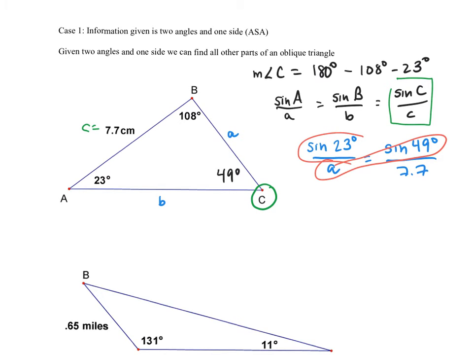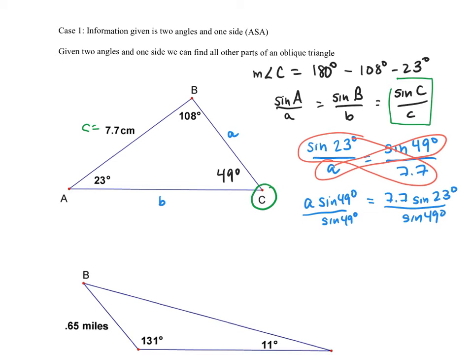Easiest way to do this is to just cross multiply. So if I cross multiply, I'll get a times sine 49 equals 7.7 times sine 23. And then since sine 49 is a number, I'm just going to divide both sides by sine 49. So I get a equals 7.7 sine 23 over sine 49.